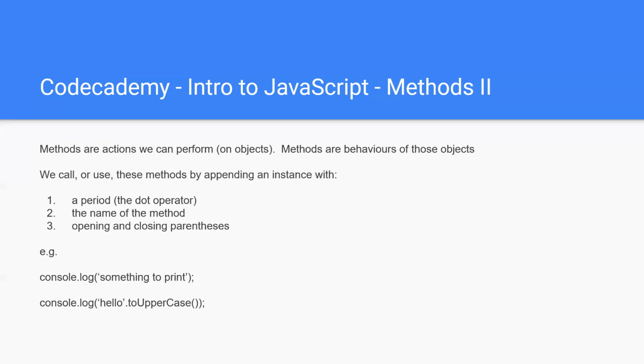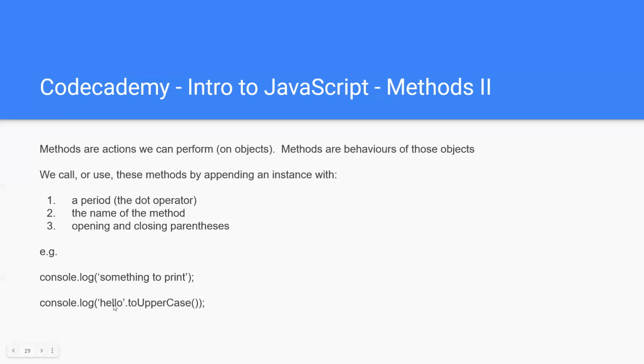Two examples below, which we've been using since the beginning, is console.log to print something. Console is the object, dot is the dot operator, log is the method on the console object, and it takes a parameter of a string, something we can print to the console.